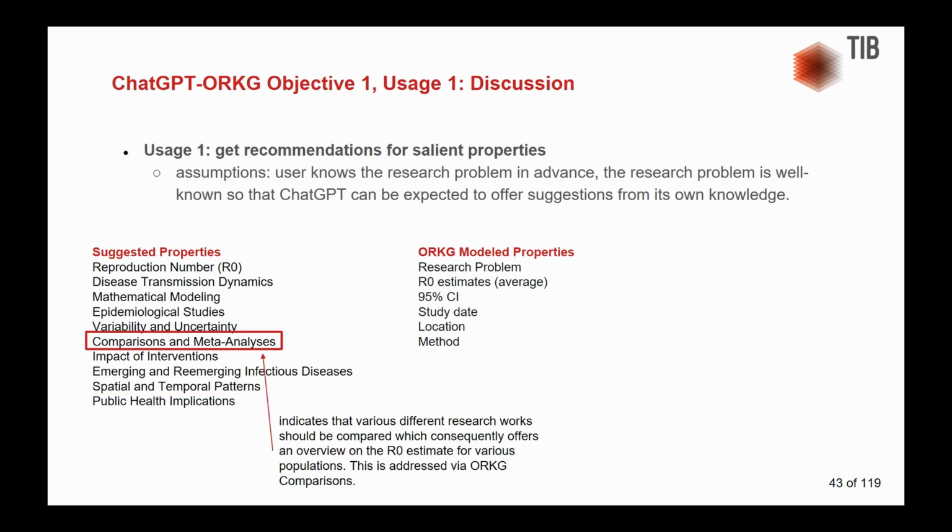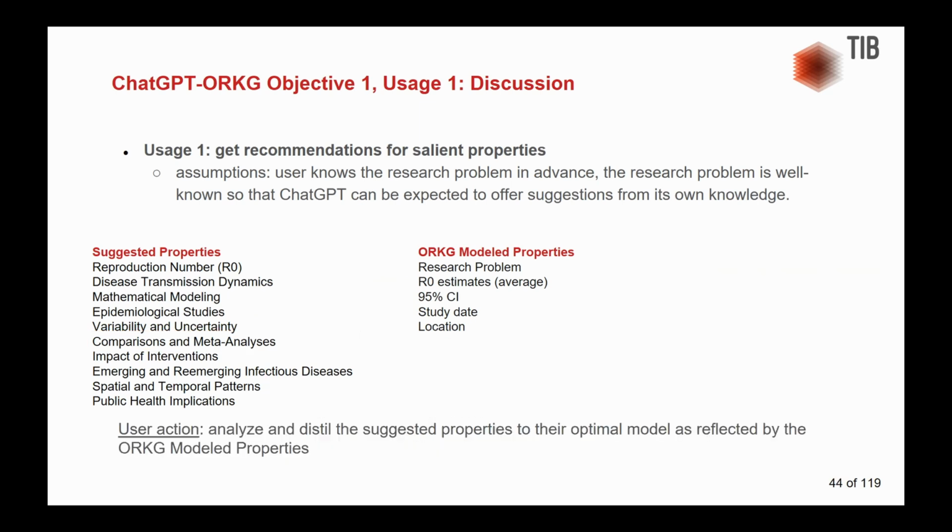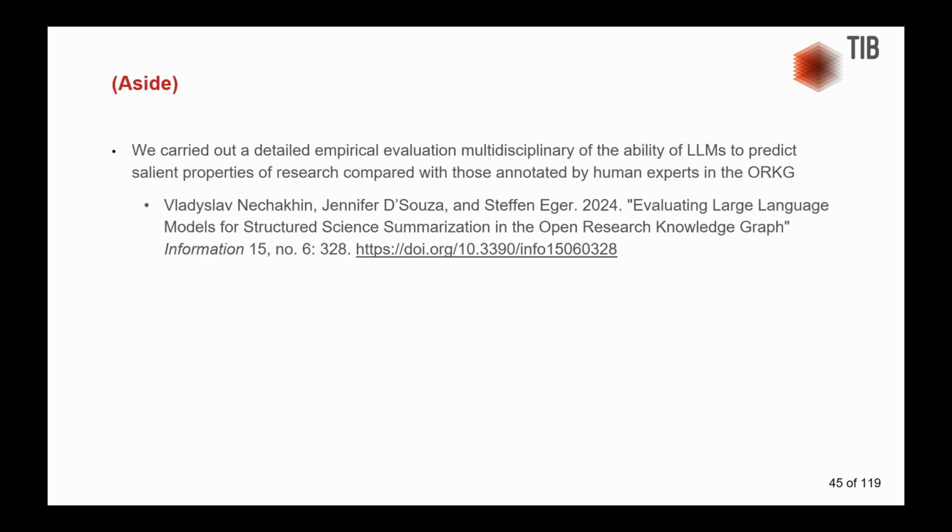Essentially, of course, we have these suggested properties, and then you see that some properties are in addition and were not modeled by the human expert. So what this means is, yes, there are suggested properties, but this would take the step of then analyzing and distilling the suggested properties to an optimal model as reflected by the ORKG model properties. So this is kind of like a user action. Nevertheless, this is one way of getting started with structuring contributions in the ORKG using the help of LLMs.